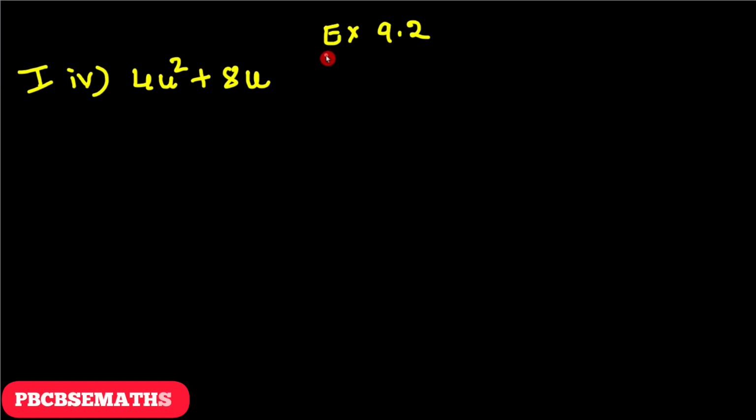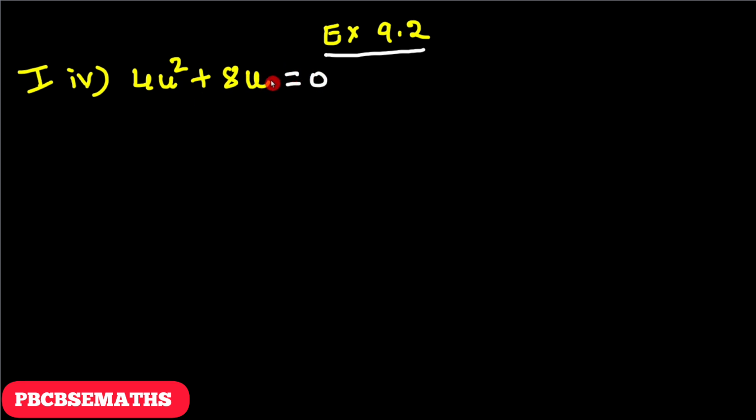Today in this video, we are going to solve exercise 9.2, first main fourth question. In the first main fourth question, we have a quadratic polynomial 4u square plus 8u. We have to find out the zeros of this given quadratic polynomial, and also the sum of the zeros and product of the zeros. At the end, we are going to verify whether the sum of the zeros and product of the zeros is correct or not. So we have a quadratic polynomial 4u square plus 8u equals to 0.